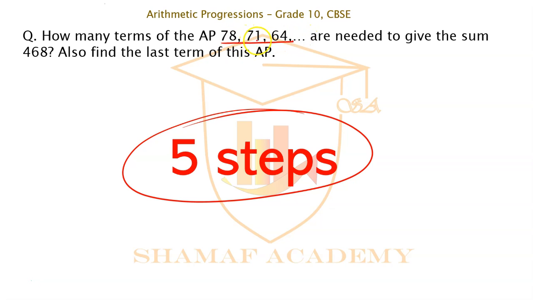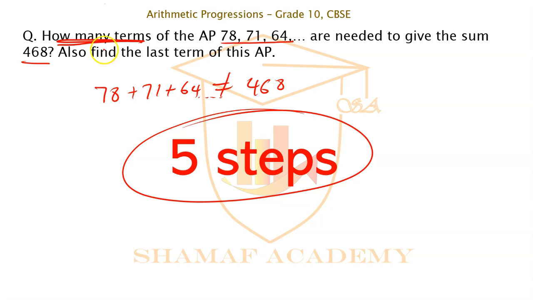And when we go according to this pattern and we add up some numbers of this sequence, we get the answer 468. Now, how many numbers do we have to add? Definitely when I add 78, 71 and 64, I'm not going to get 468. There are some more numbers, and I don't know how many, and that's what the question is asking us. How many terms or how many numbers? If you want to make it easy for you, you can just say numbers, but in mathematics terminology, we have to use the word terms.